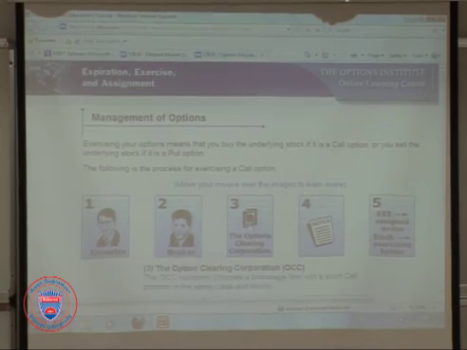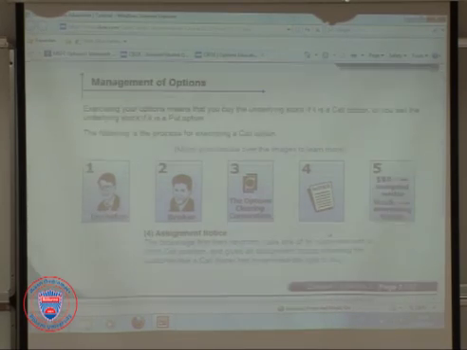And then Option Clearing Corporation just picks someone who is in the short position for a call in the same class, in the same series. Okay? So bringing demand and supply together, basically. And then the brokerage firm randomly calls one of its customers with a short call position, gives an assignment notice informing the customer that a call owner has exercised the right to buy.